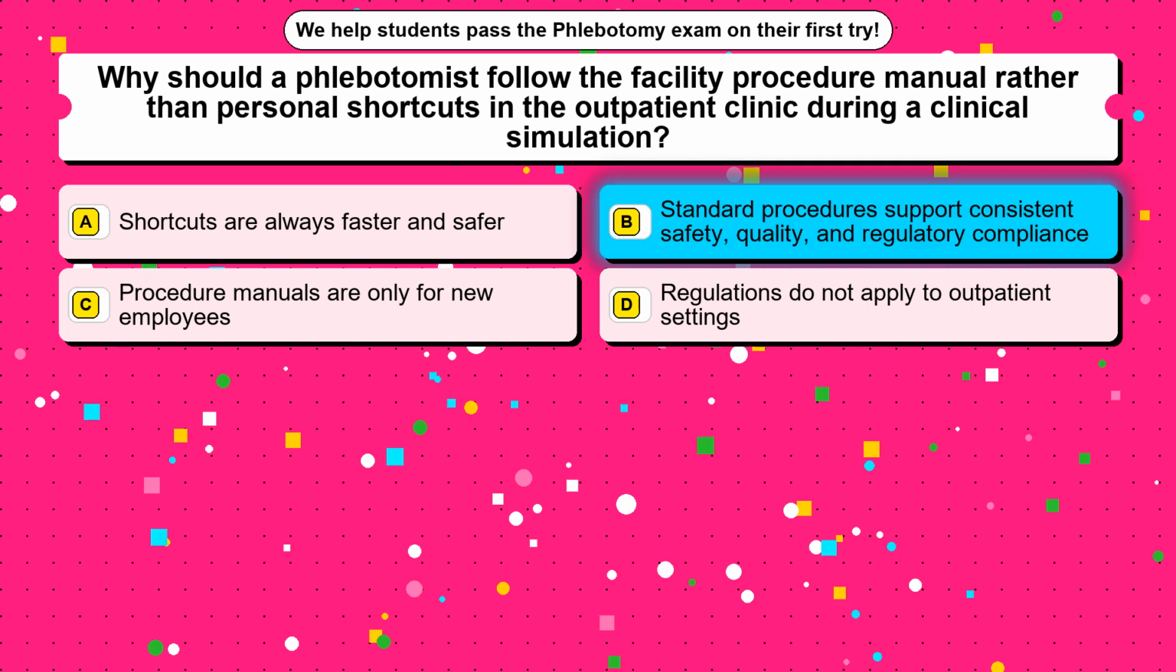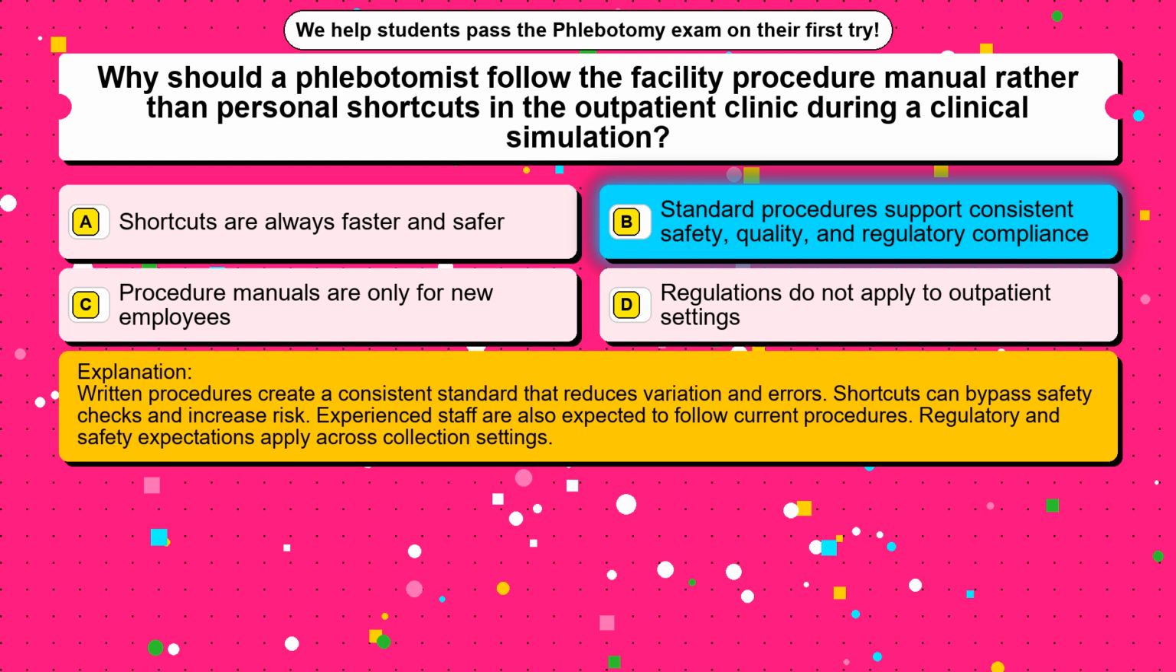The correct answer is option B. Standard procedures support consistent safety, quality, and regulatory compliance. Written procedures create a consistent standard that reduces variation and errors. Shortcuts can bypass safety checks and increase risk. Experienced staff are also expected to follow current procedures. Regulatory and safety expectations apply across collection settings.